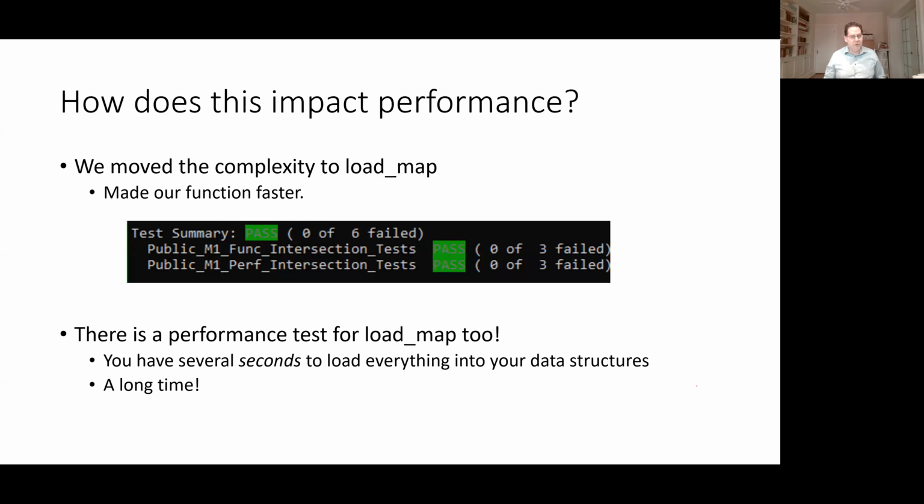Okay, how does that impact performance? We moved complexity to load map. So our load map got slower, but that's okay because load map is only called once when we start up our program for the end user. So we don't care too much about its performance. The speed tests for it are very generous. And now we've made that function that finds street segments of an intersection much faster. As I said, load map got slower, but it's okay. You're given several seconds for it, which is a long time.